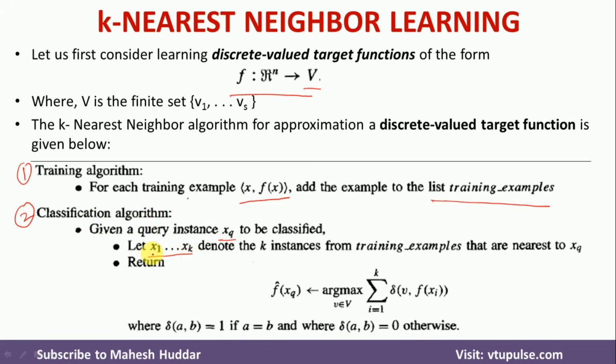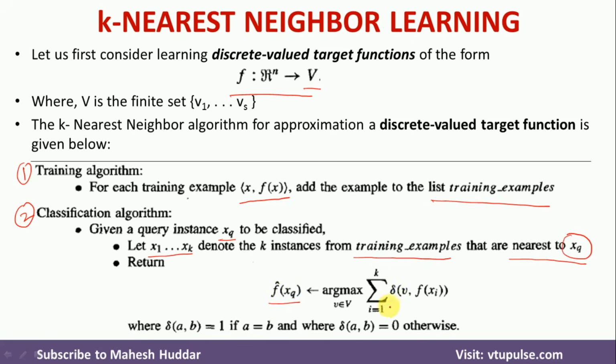Let us say that x1, x2, x3 till xk are the training examples that are nearest to xq. So we need to identify the k nearest examples to this particular xq. Once you identify those, we will find the value of this function, that is f cap of xq. Based on this, we will decide whether this belongs to the first class, second class, or whatever class is present in that particular target here.